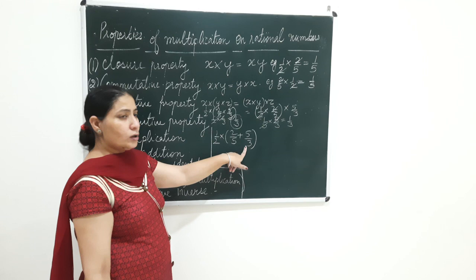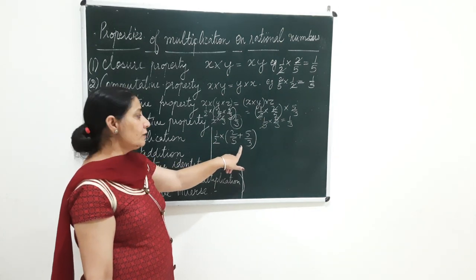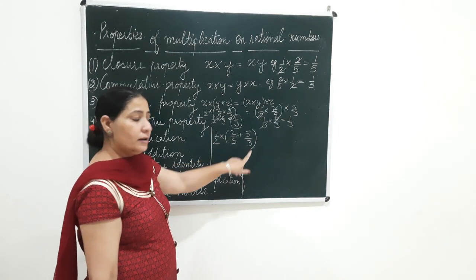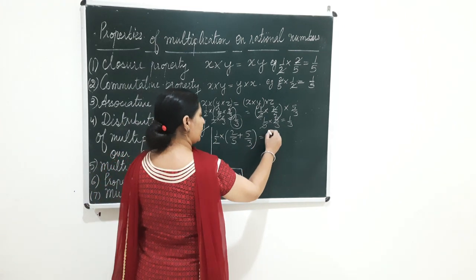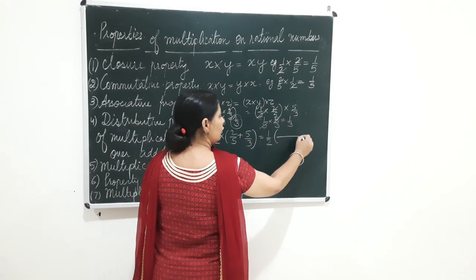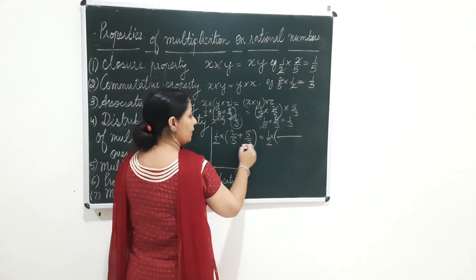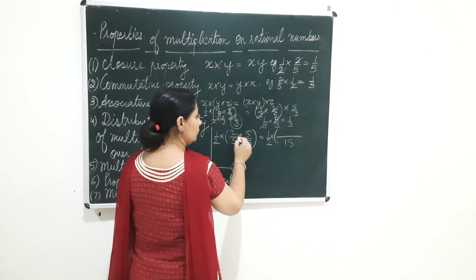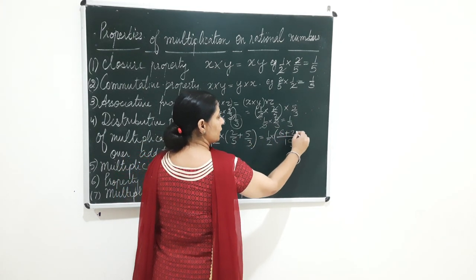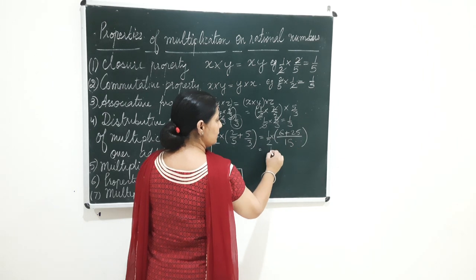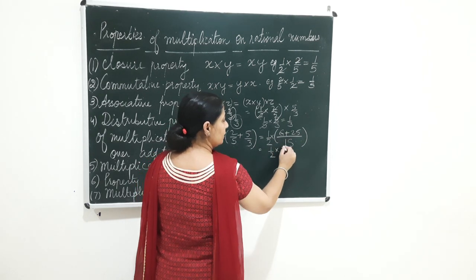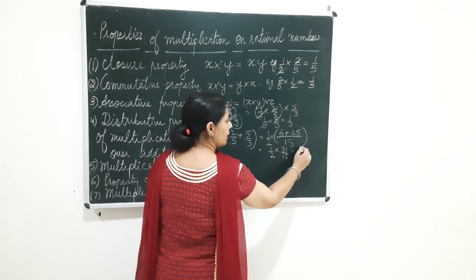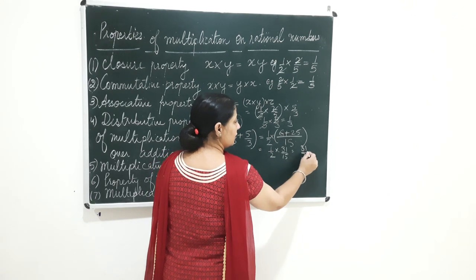Now if I have to solve this, according to the rule, first of all I have to solve the bracket. When I solve the bracket, what do I see? You will take the LCM of 5 and 3, beta. The LCM will be equal to 15. 3 2s are 6, 5 5s are 25. So what you get is 1 by 2 multiplied by 31 by 15. The answer to this becomes 31 by 30.